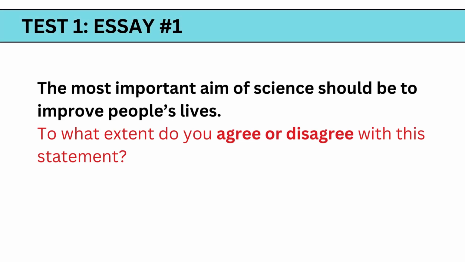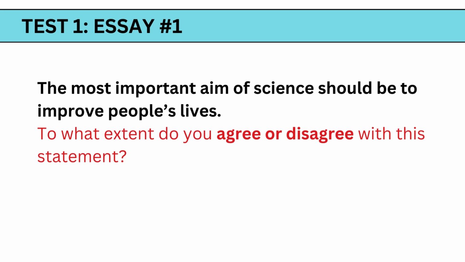So here is our first essay. The most important aim of science should be to improve people's life. To what extent do you agree or disagree with this statement? So after reading the statement, we understood that it's all about the purpose of science. They are talking about the purpose, and they are asking to what extent do you agree or disagree. So you should state whether you agree, disagree or neither agree nor disagree.